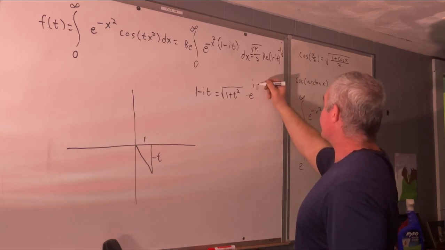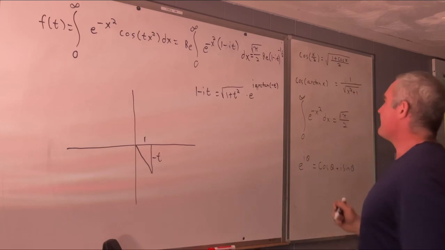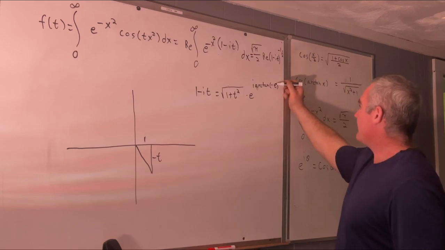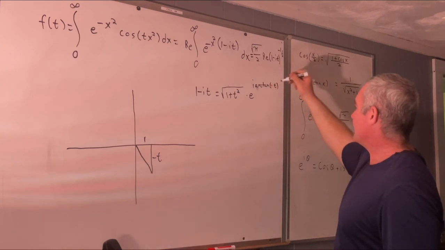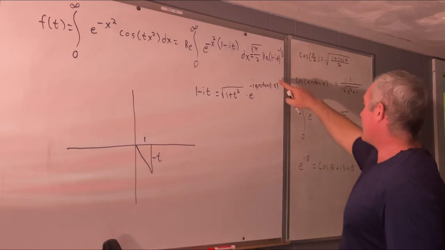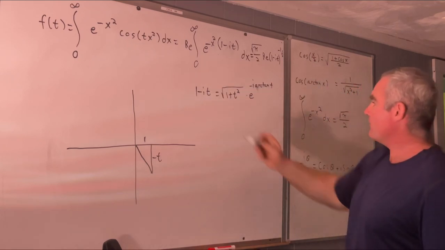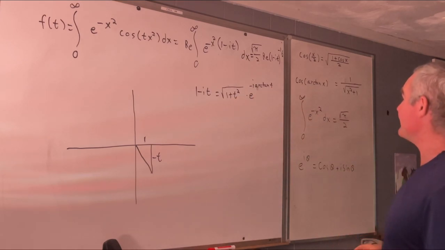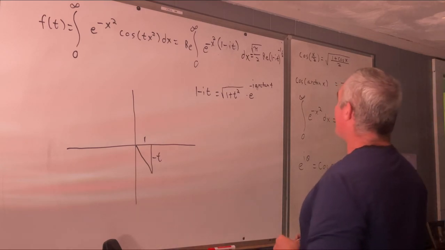And I'll write that as arctangent of negative t. Okay, well, arctangent negative t is negative arctangent t. That's a fairly well-known identity. So, 1 minus it is equal to the square root of 1 plus t squared times e to the negative i arctangent t.